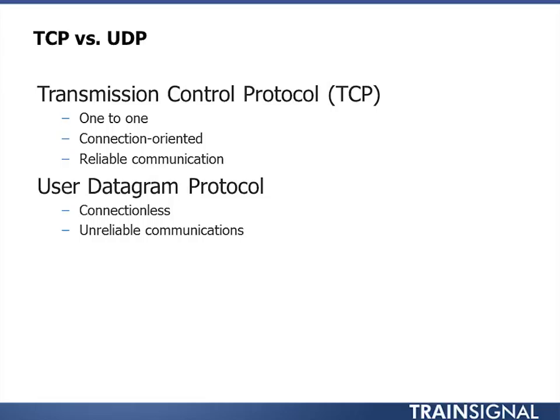Whereas UDP, which is connectionless, is like just using traditional first-class mail. You stick it in the mailbox, you send it off, and you hope that they get it. There's no acknowledgement.